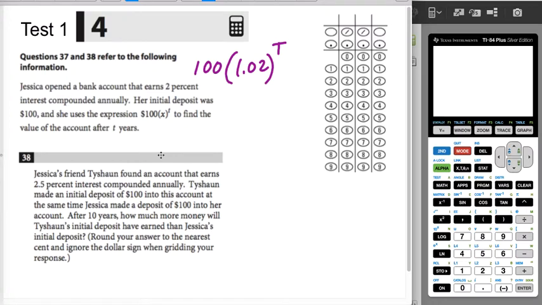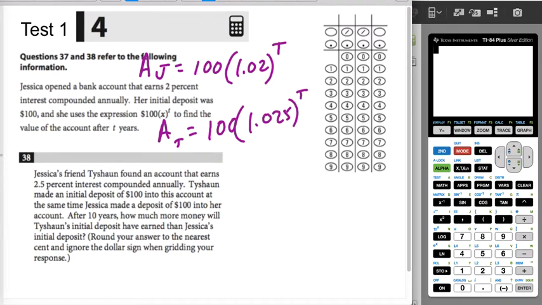So basically, I need to find, so this is what Jessica, so I'm going to call this J for Jessica. And, well, unfortunately, there's already a T, so I'll call this amount Jessica, and we'll call this amount Tyshawn so that I know that it's not time, right? So the amount Tyshawn earns would be 1.025 to the t.